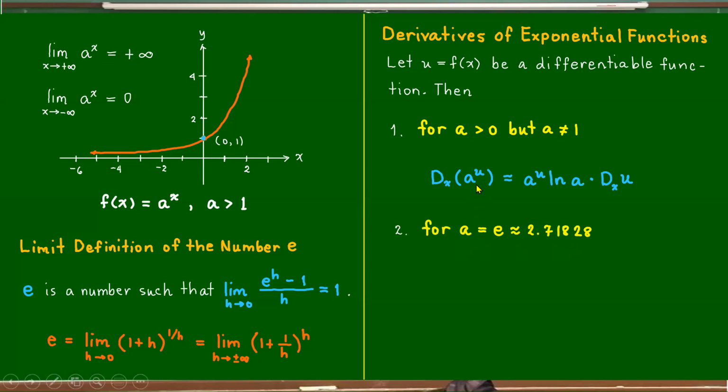Now, if a happens to be e, approximately 2.71828, the derivative with respect to x of e to the u is equal to e to the u times the derivative of the exponent, that is, the derivative of u with respect to x. Take note that I did not write ln e anymore because ln e is equal to 1. So that's why there is no ln in this derivative. Is that clear, guys?